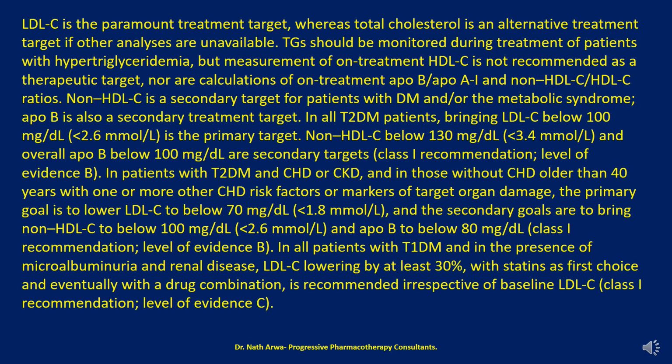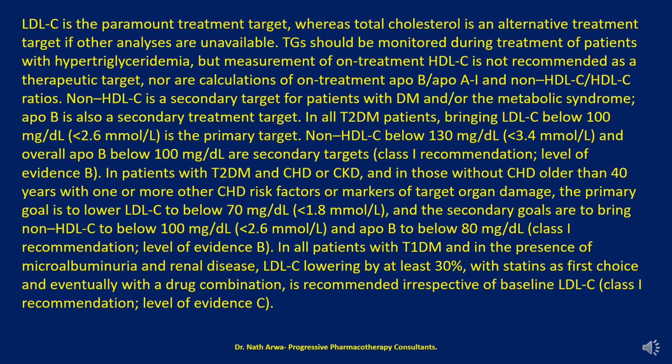In patients with type 2 diabetes mellitus and coronary heart disease or chronic kidney disease, and in those without coronary heart disease older than 40 years with one or more other coronary heart disease risk factors or markers of target organ damage, the primary goal is to lower LDL-C to below 70 mg per deciliter, that is less than 1.8 millimoles per liter, and the secondary goals are to bring non-HDL-C to below 100 mg per deciliter, that is less than 2.6 millimoles per liter, and ApoB to below 80 mg per deciliter. This is a Class 1 recommendation.